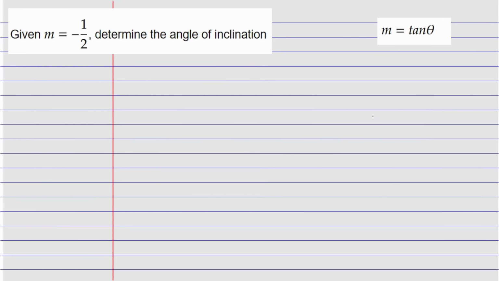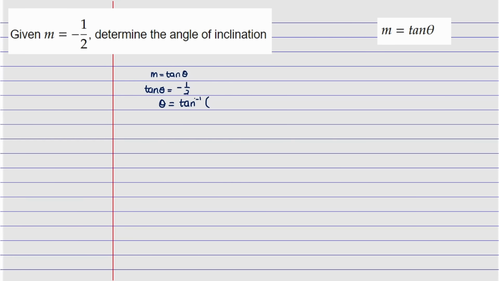So now let's do the first one where we are given the gradient and we need to determine the angle of inclination, right? It says, given that m equals -1/2, determine the angle of inclination. So here we're going to use the formula. m equals tan theta, so m is equal to negative 1 over 2. So tan theta is equal to negative 1 over 2, right? So you're going to find the inverse tan.